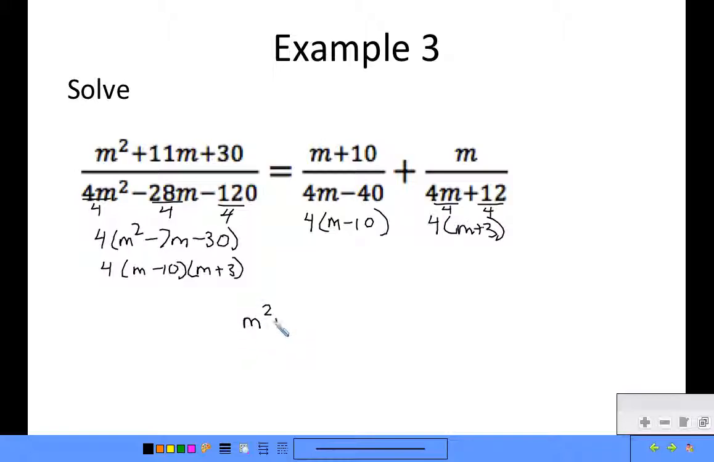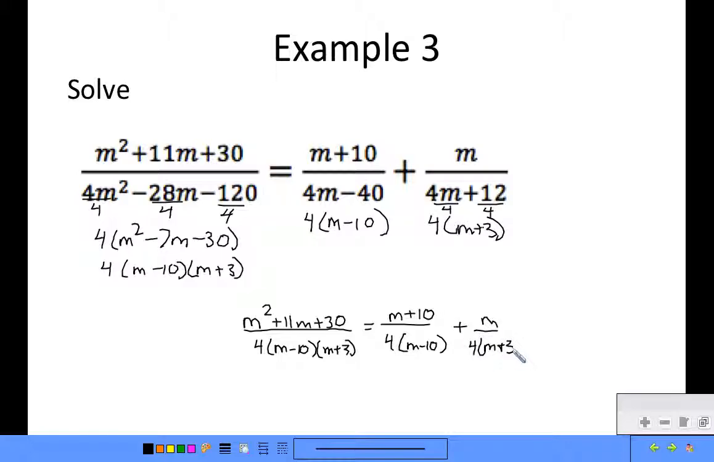So first I'm going to rewrite this in factored form. And we can just worry about our denominators, that's fine. Plus 30, we don't have to factor the numerators. 4m minus 10, m plus 3 equals m plus 10, 4m minus 10 plus m over 4m plus 3.